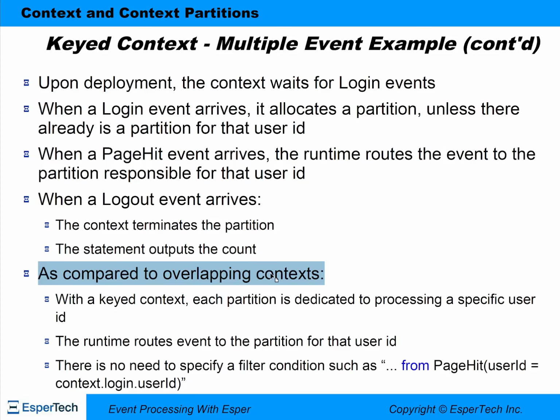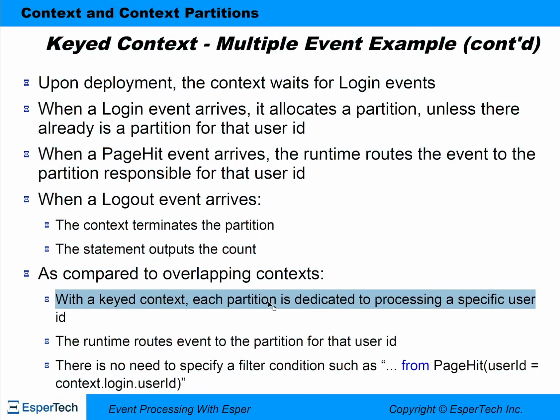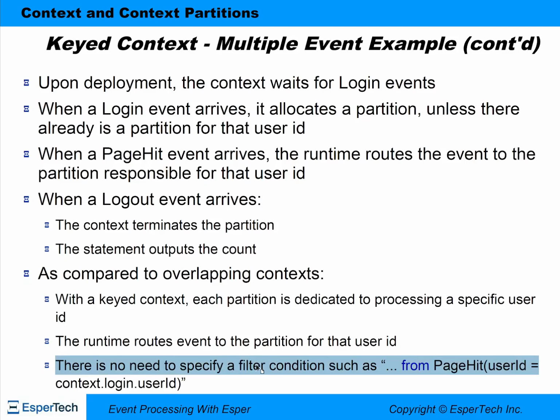As compared to overlapping contexts, with the keyed context, each partition is dedicated to processing a specific user ID. As compared to overlapping contexts, the runtime routes events to the partition for that user ID. As compared to overlapping contexts, there is no need to specify a filter condition such as from page hit parenthesis user ID equals context.login.user ID.